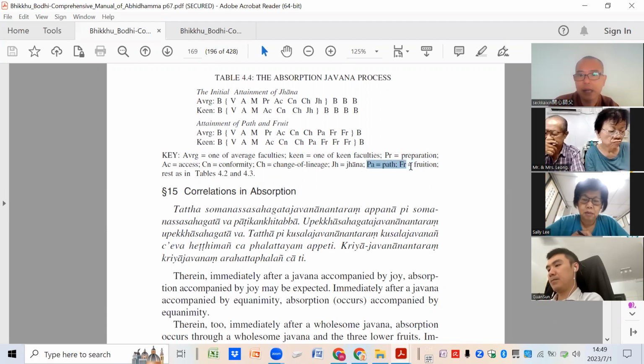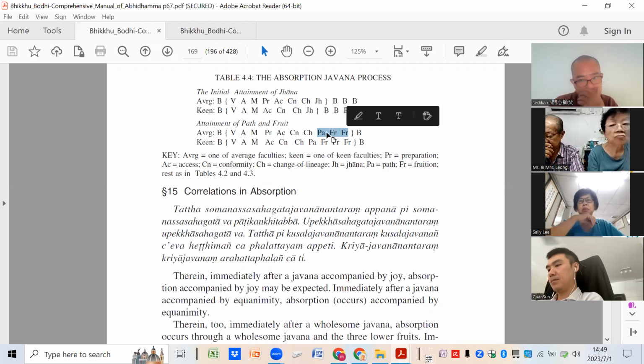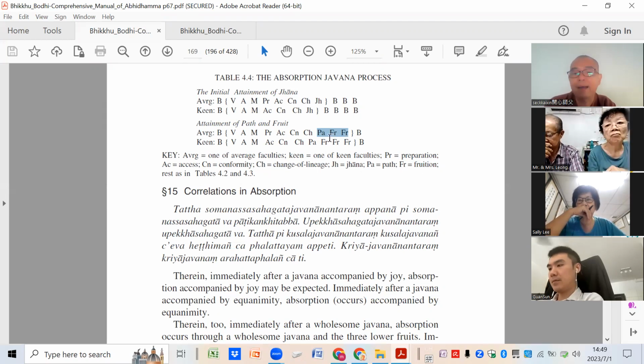The key is here. See, the path and the fruit. Now, this is the path and the fruit. The path and the fruit are recorded as supramundane because their object is nibbana. For the path and fruition, the object is nibbana.